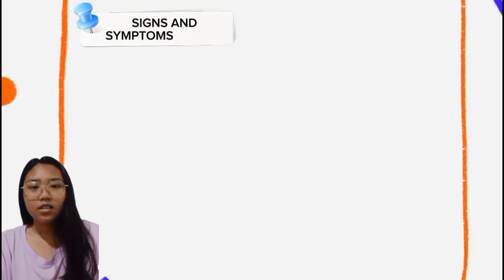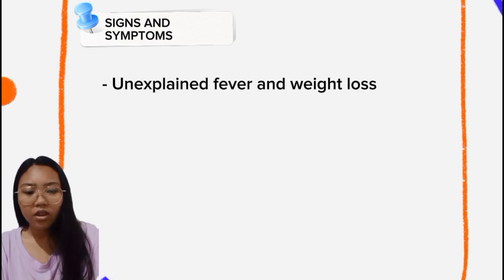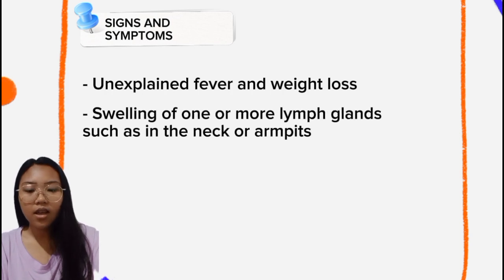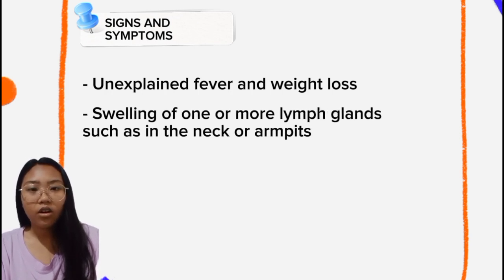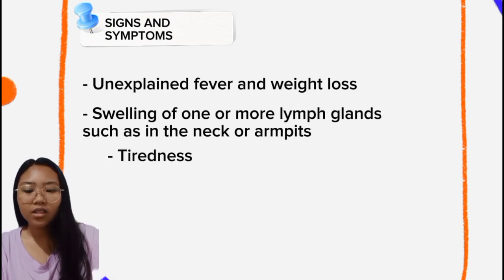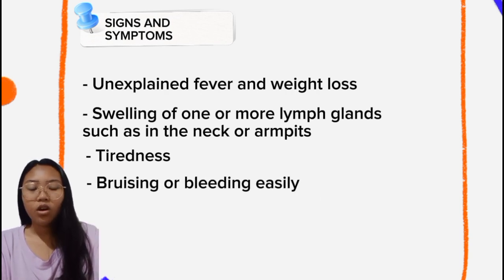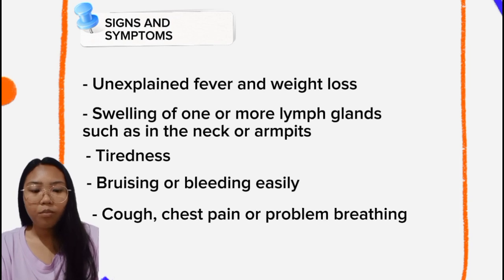The signs and symptoms of lymphoma are unexplained fever and weight loss, swelling of one or more lymph glands such as in the neck or armpits, tiredness, bruising or bleeding easily, cough, chest pain, or problems breathing.